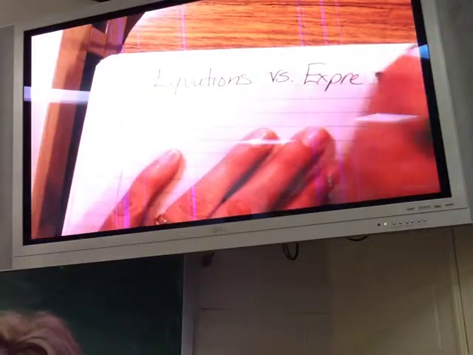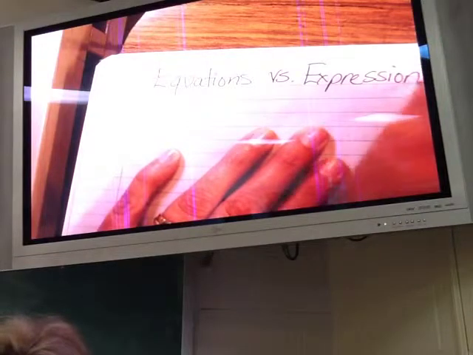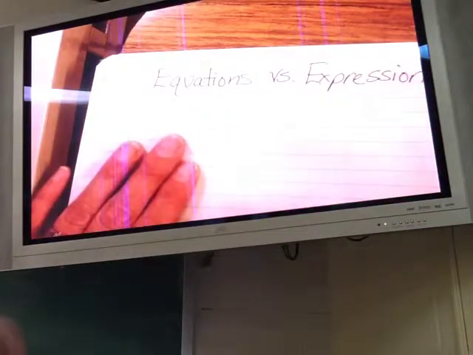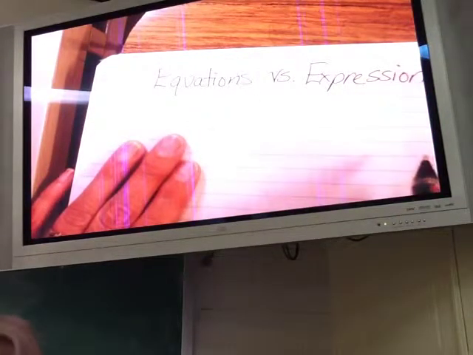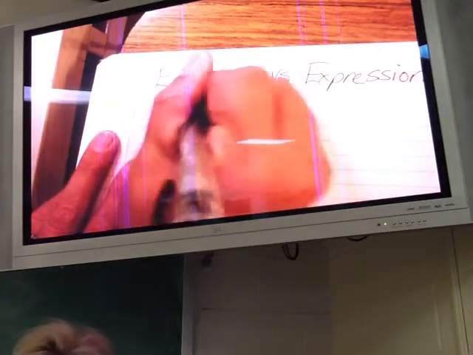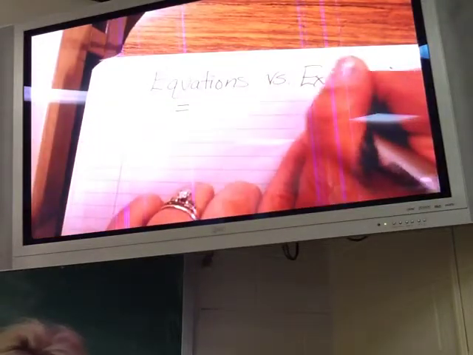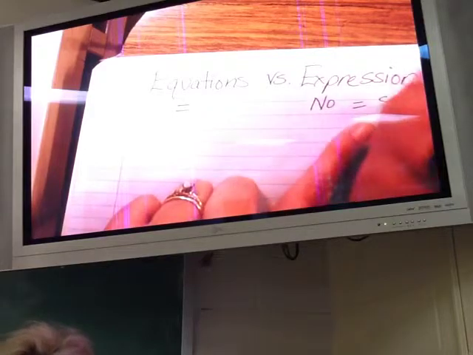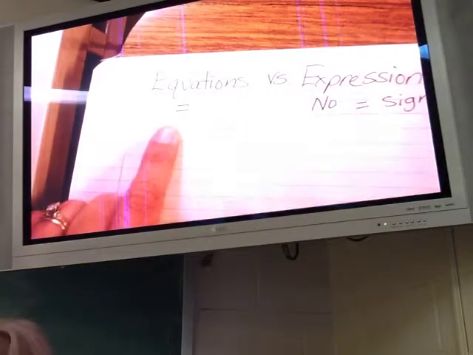That's easy. What do you think the difference is? One has an equal sign, the other doesn't. Yes, several people knew the difference, and that's wonderful news. Equations have an equal sign. Expressions, no equal sign. Give me an example equation.